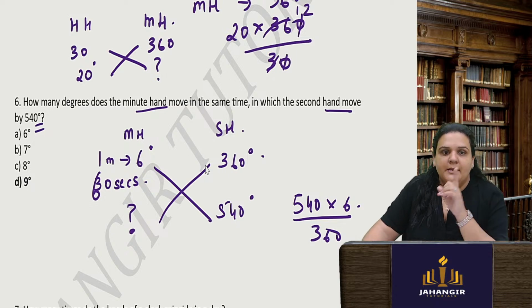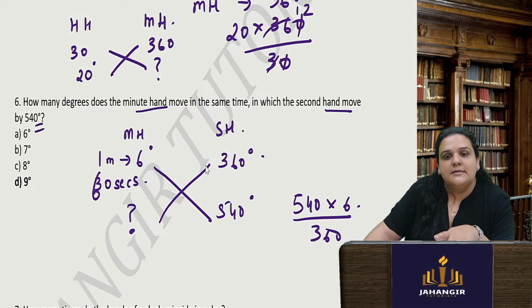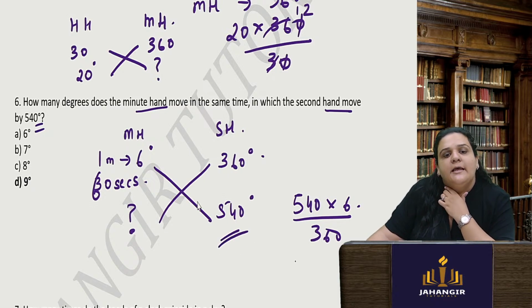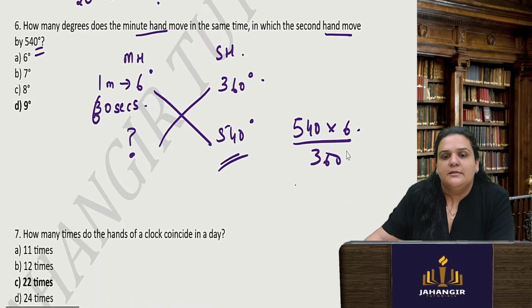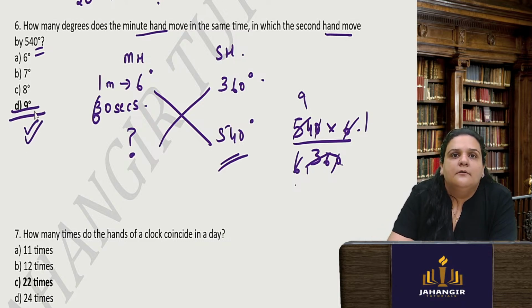In 1 minute, that means in 60 seconds, 6 degrees the minute hand is moving, and the second hand is moving by 360. They have given that the second hand is moving 540. So the minute hand is going to move how much? 540 into 6 upon 360. 9. So the answer is D.